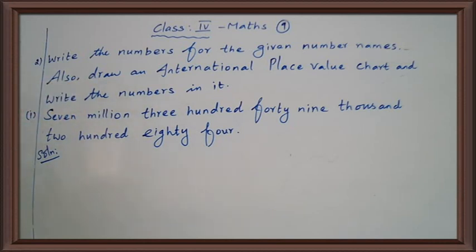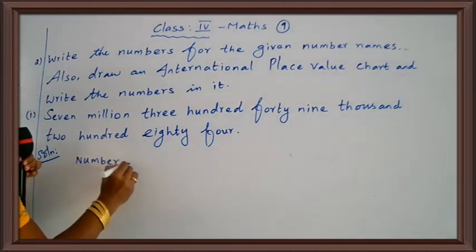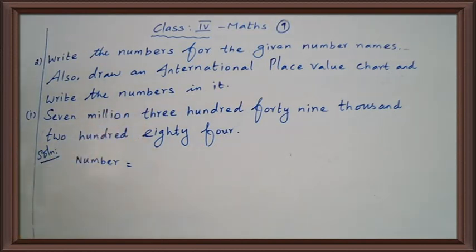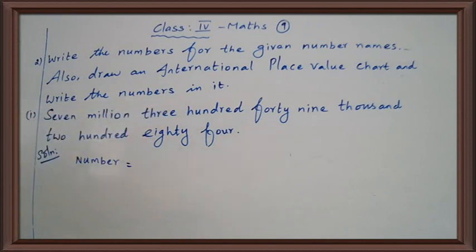Children, you see the question: write the numbers for the given number name. Here one number name is given. First of all, you write the number. What is the number? Your question is given in words, so you write in numerals, that means numbers. You read the number name. The number is 7,349,284.